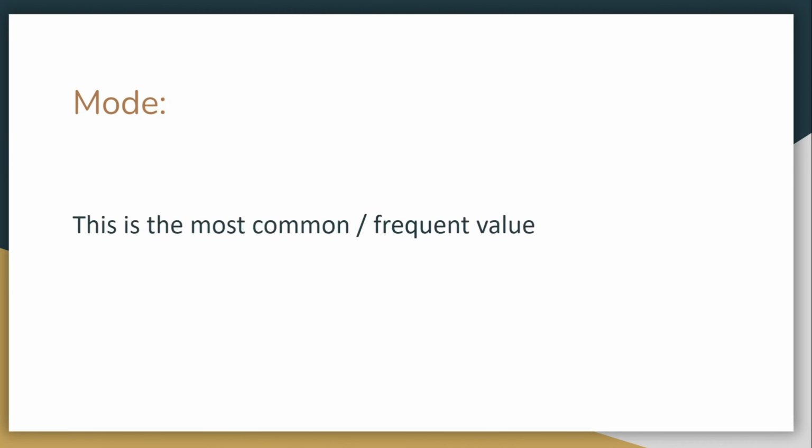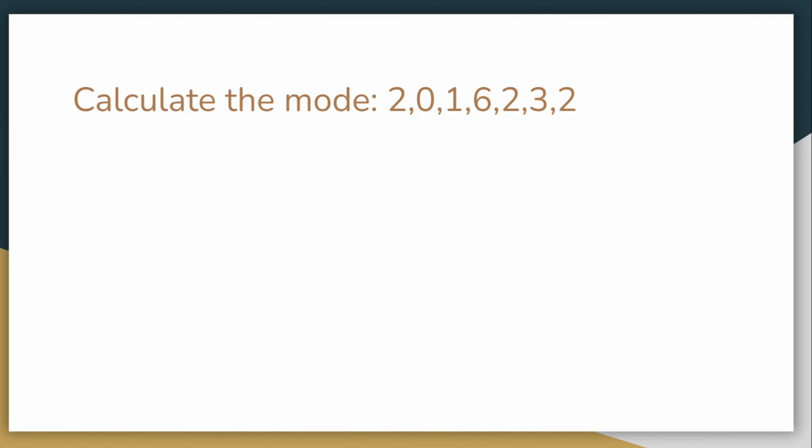Now we're going to look at the mode. The mode is the most common or frequent value. It is the value that appears the most. In this sequence, you have to calculate the mode. You have 2, 0, 1, 6, 2, 3, 2. As you can see, 2 is the most common. It appears 3 times while the rest of the values only appear once.